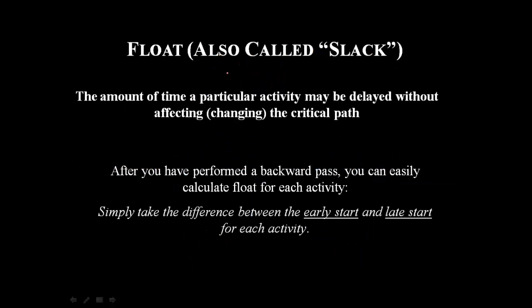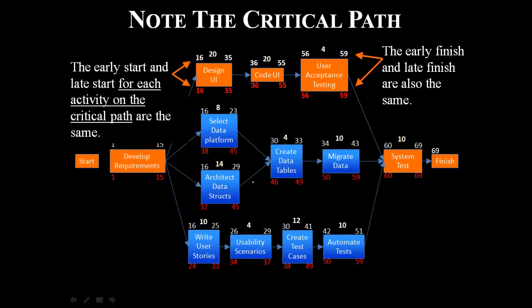So what is the definition of float or slack? It's the amount of time a particular activity may be delayed without affecting the critical path. After you have performed a backward pass, you can easily calculate the float for each activity. If you remember, the formula is late finish minus early finish, or late start minus early start. So in the critical path, it is 0. If you see here, 69 minus 69, 0. 60 minus 60, 0. 59 minus 59, 0. Similarly, for all the nodes on the critical path, it would be 0.